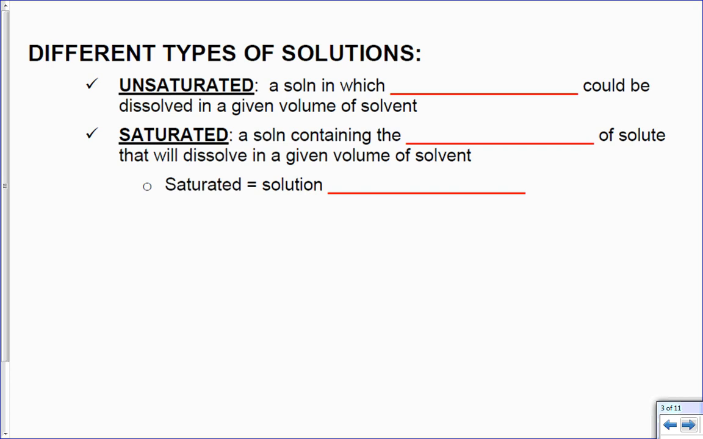So first, definitions. Unsaturated sounds basically just like it is, right? Like the word stands, unsaturated: I can get more solute to dissolve in a given amount of solvent. Saturated is a solution that contains the maximum amount of solute that can dissolve, okay? We would say a saturated solution is at equilibrium.